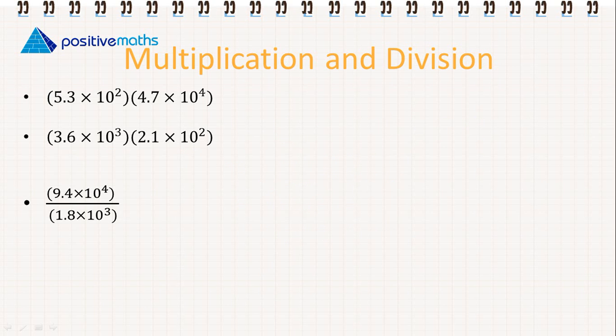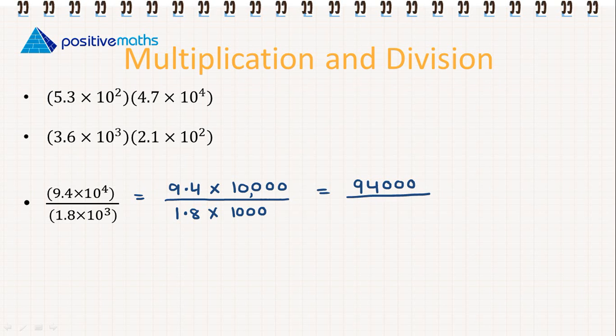Now let's look at an example of division. So again, we're going to expand our numbers first, then divide, then change the numbers back into scientific notation. So we have 9.4 multiplied by 10 to the power of 4. So that is 10,000 over 1.8 multiplied by 1,000. So we get 94000 on the top, and we get 1800 on the bottom.